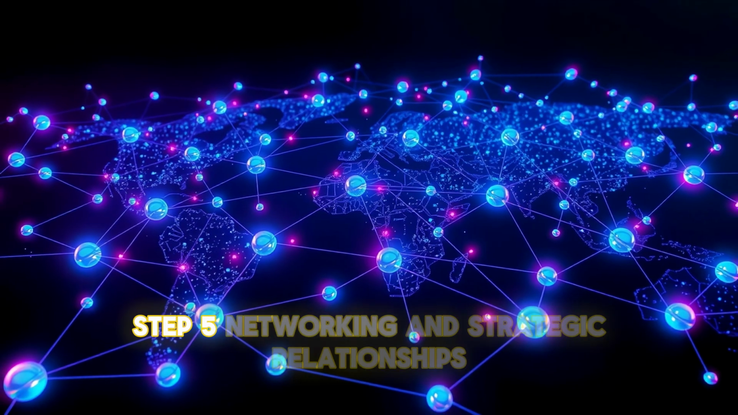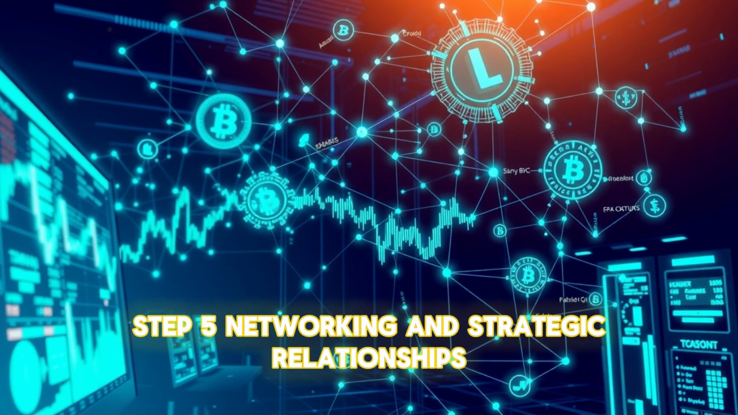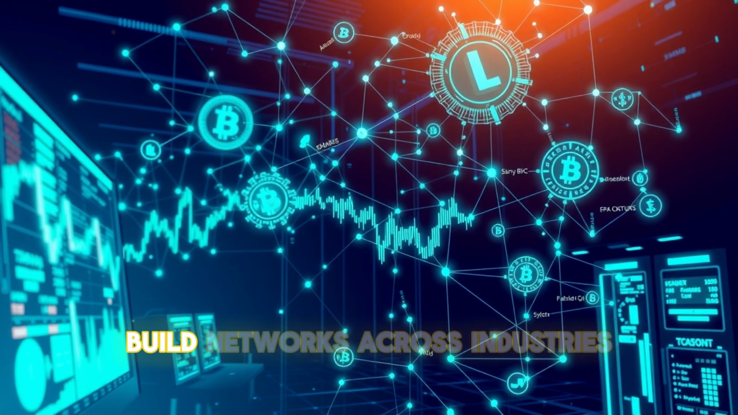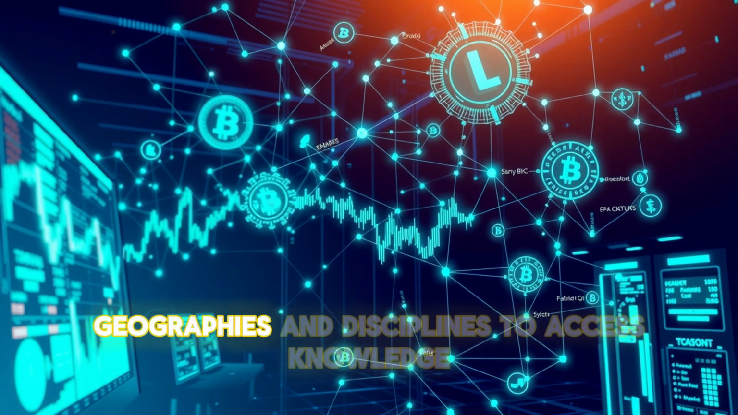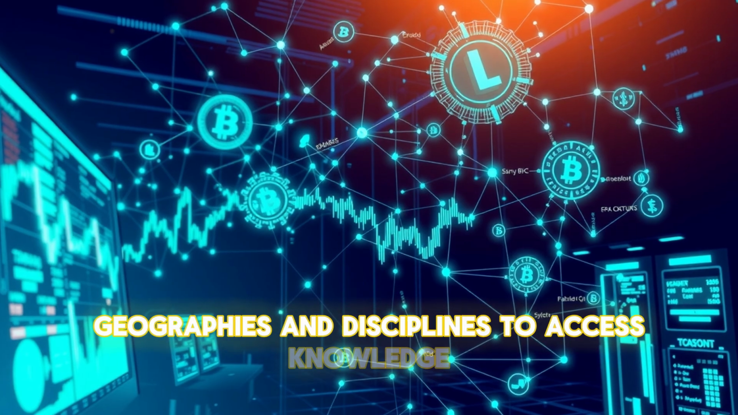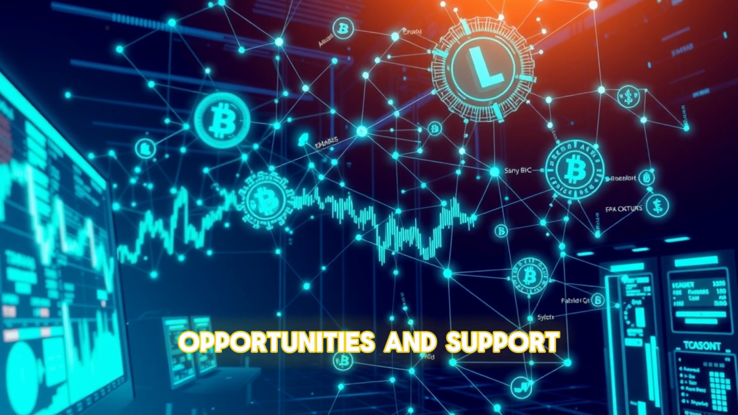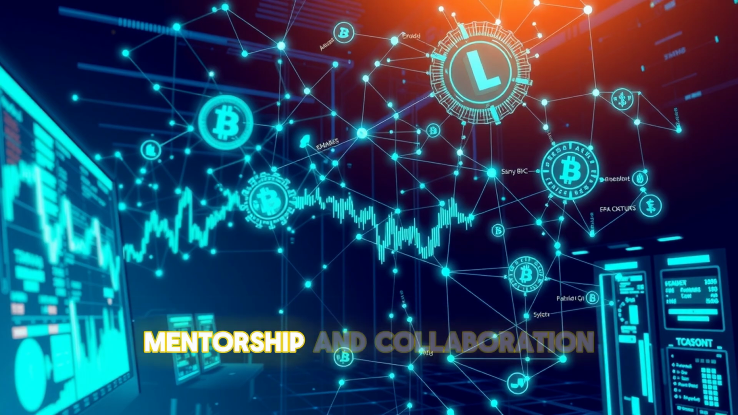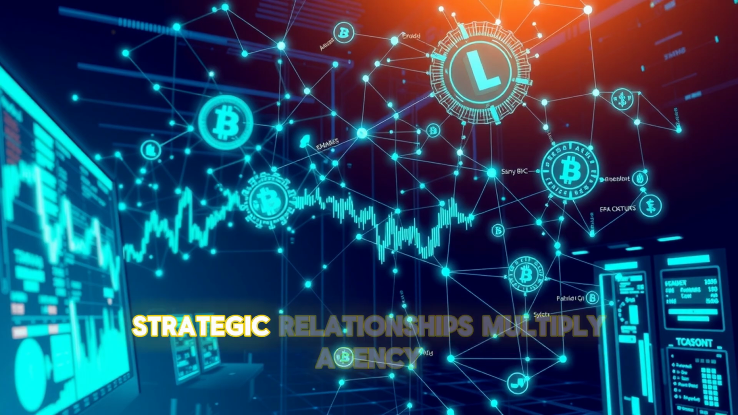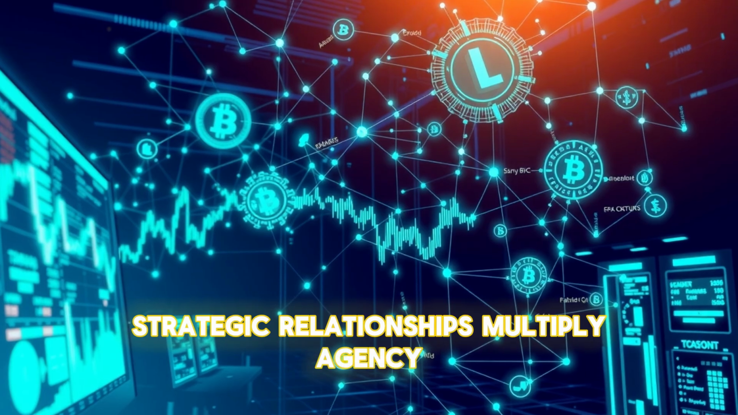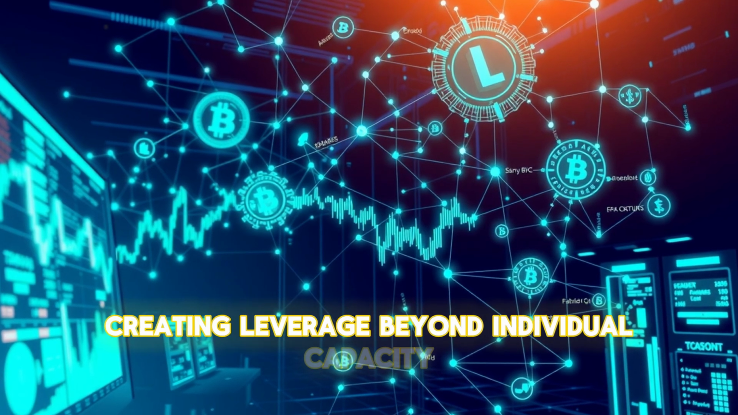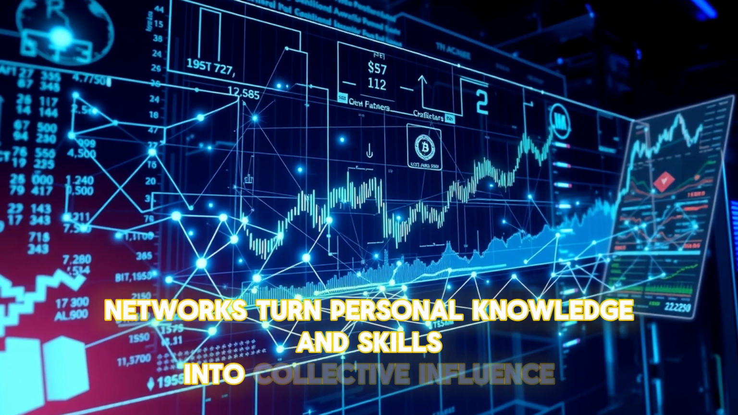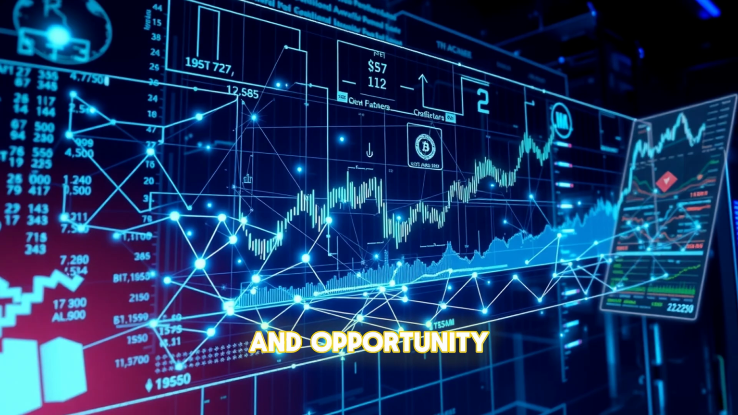Step 5. Networking and strategic relationships. Influence is amplified through collaboration. Build networks across industries, geographies, and disciplines to access knowledge, opportunities, and support. Engage in communities that share insight, mentorship, and collaboration. Strategic relationships multiply agency, creating leverage beyond individual capacity. Networks turn personal knowledge and skills into collective influence and opportunity.